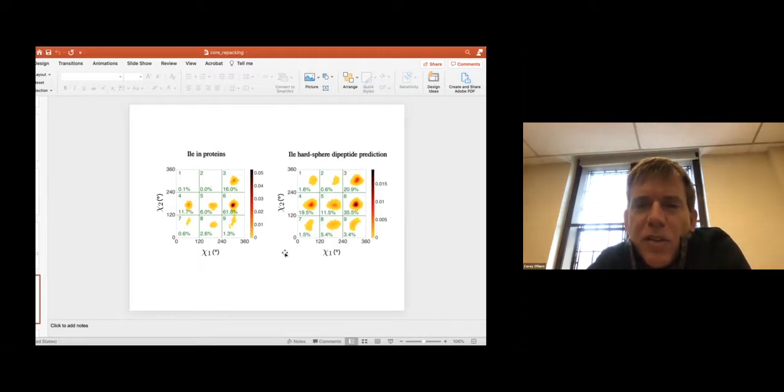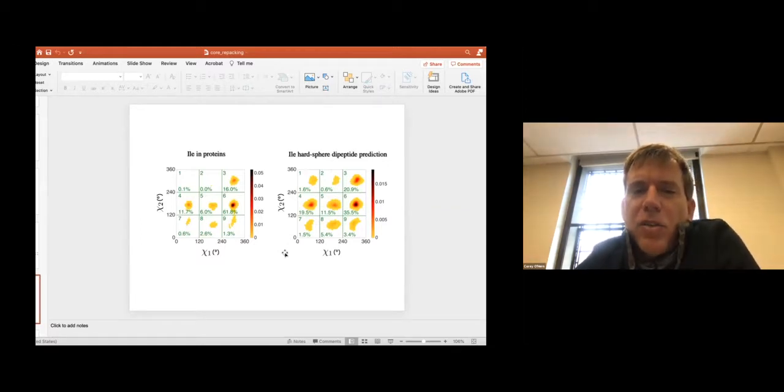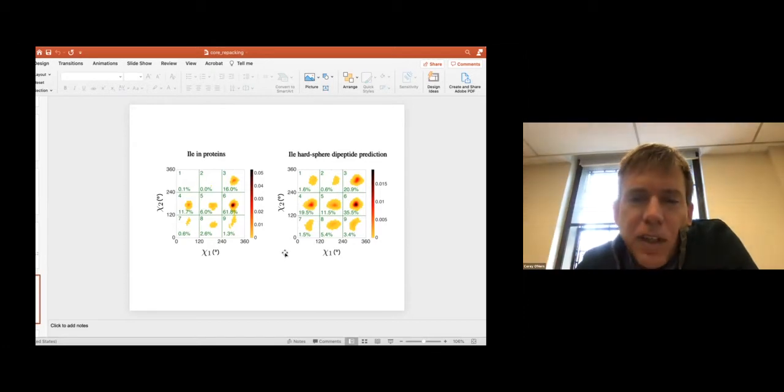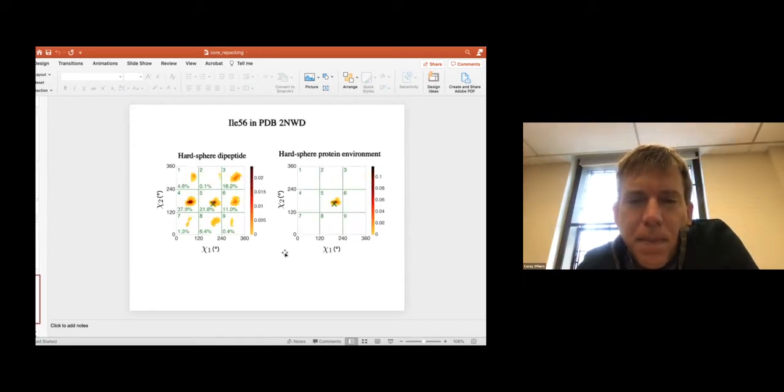And that's because this is a dipeptide prediction. It's not in the context of the protein. And we're thinking that if you put an isoleucine in the context of the protein, the model will be able to pick the exact conformation that's seen experimentally. And so that's what's shown here.